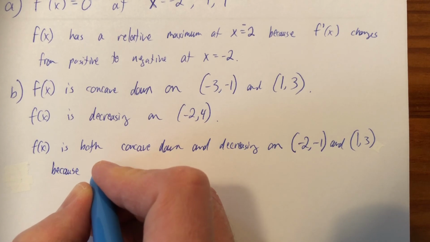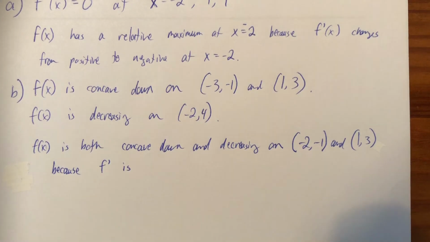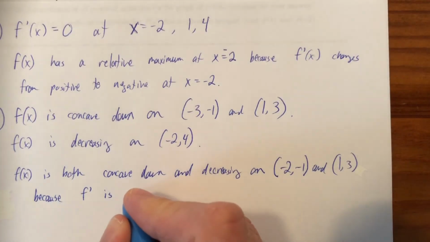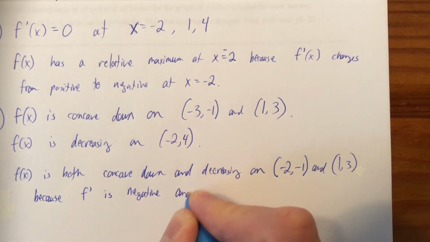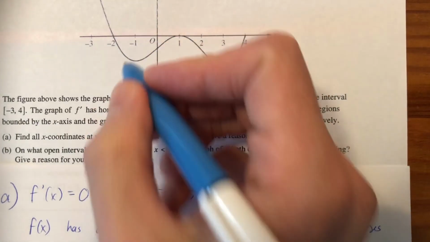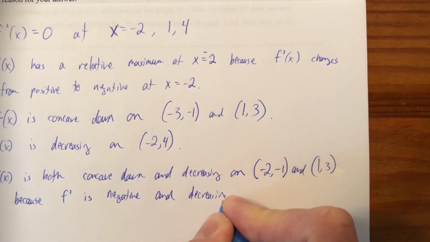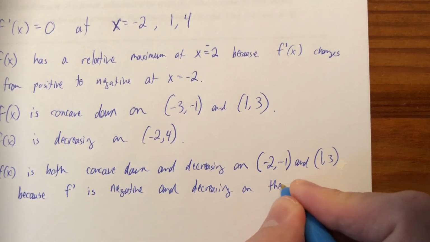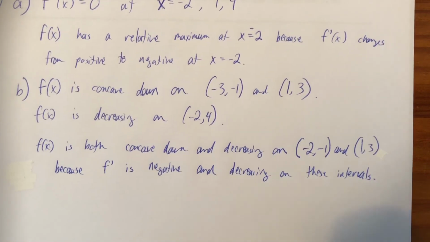Because f prime is what? What were we looking for? We wanted it to be negative, okay? Is negative. And what else were we looking for? What were the conditions that had to be met for these intervals? They had to be negative and they had to be going down. So negative and decreasing on these intervals. I've not yet shown you how they're scoring this one. I'll go back to it in a minute.